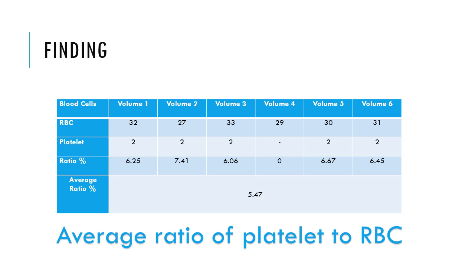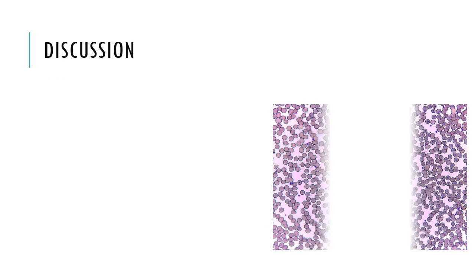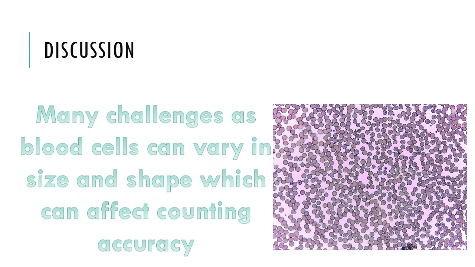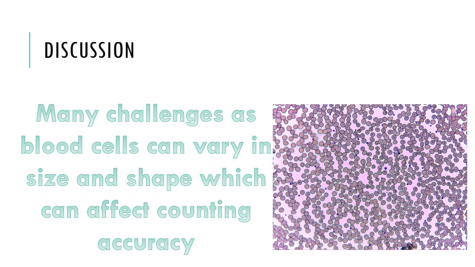The result of this study provides the biostatistics tool and technique necessary to analyze data related to platelet to RBC ratio. It can be employed to analyze the relationship between these two variables and summarize the distribution of platelet counts, RBC counts, and their ratio in a given population. On the other hand, it may have many challenges as blood cells can vary in size and shape, which can affect counting accuracy. Irregularly shaped cells, such as sickle cells or fragmented cells, may also be miscounted.